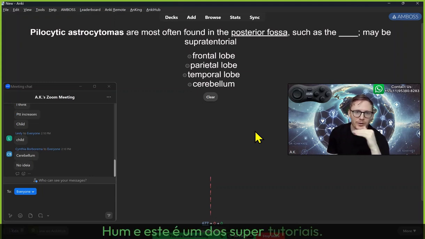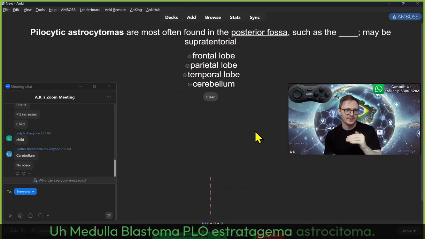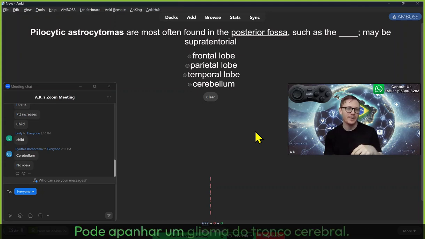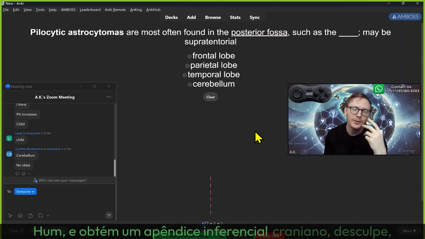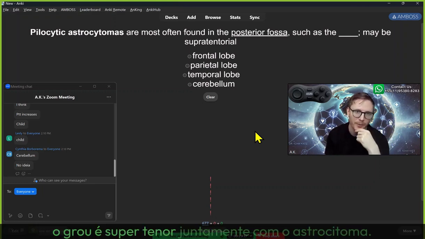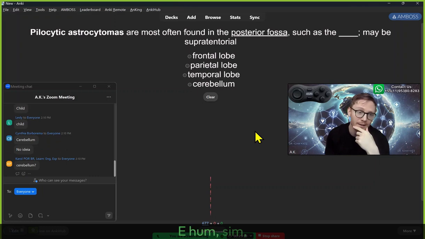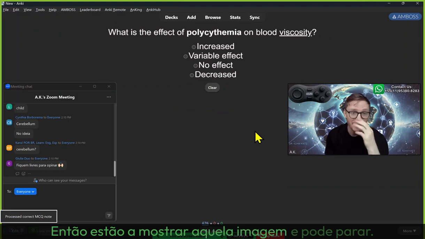And this is one of the infratentorial tumors: medulloblastoma, pilocytic astrocytoma. You can get a brainstem glioma, and infratentorial ependymoma. Craniopharyngioma is supratentorial, along with astrocytoma, and so yes, cerebellum is absolutely right, Carol and Cynthia. We got there. They're showing that image, and you can stop.